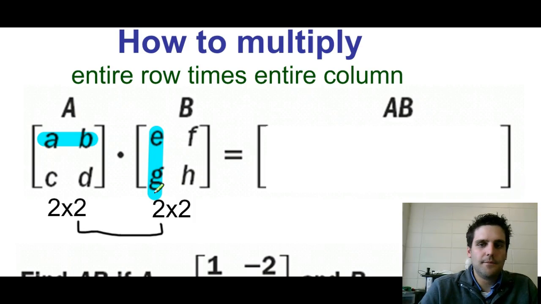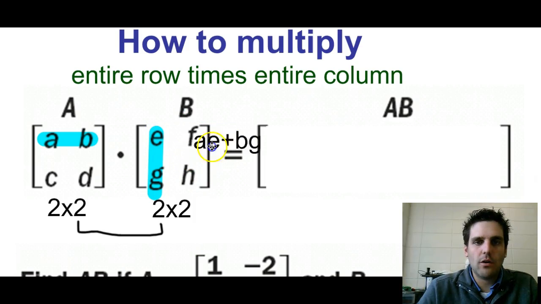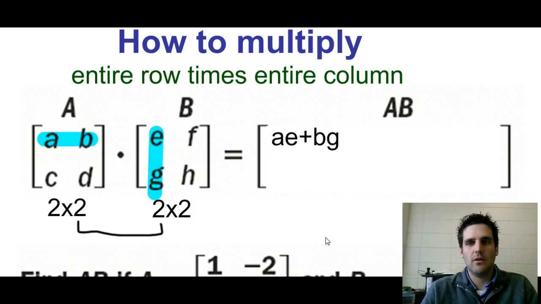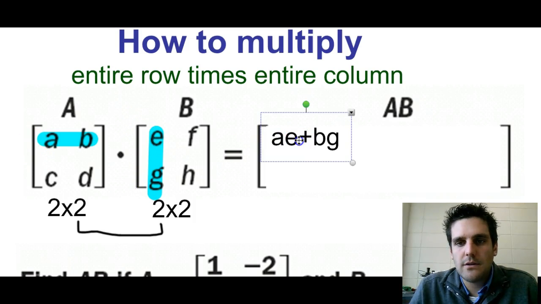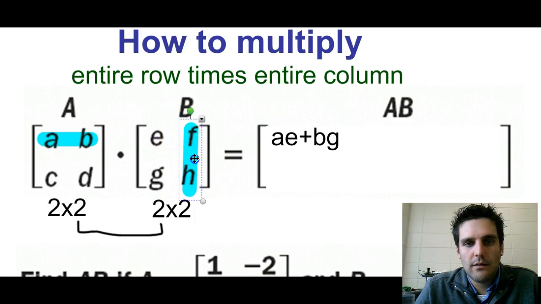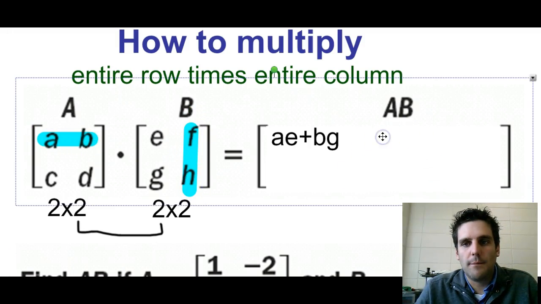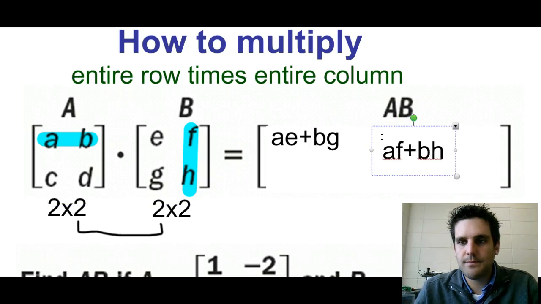So you take A times E and you add it to B times G. And that will go in as your first element in your multiplied matrix. And you can see that this is row 1, column 1. So row 1 times column 1 gives us element row 1, column 1. And you can move this over here. So now we're multiplying row 1, column 2. You're multiplying A times F and B times H.